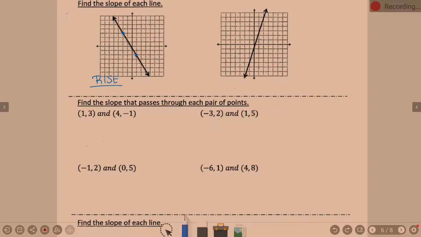What's my phrase? Rise over run. Am I saying run or one? I'm saying run. Okay. Rise. How far do I rise?